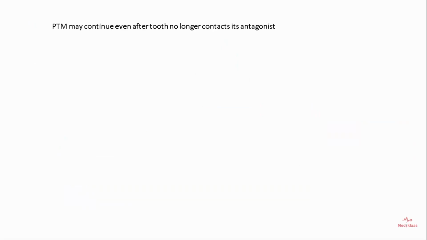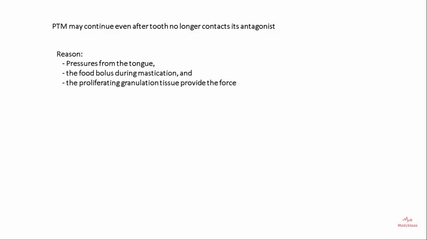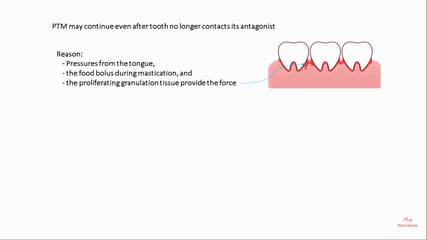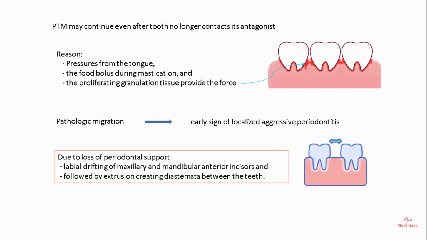Pathologic tooth migration may continue even after the tooth does not come in contact with the antagonist. The reasons could be pressure from the tongue, food bolus during mastication, and the proliferating granulation tissue that provides the force for the movement. Pathologic migration is an early sign of localized aggressive periodontitis. Due to loss of periodontal support, labial drifting of maxillary and mandibular anterior incisors is seen, which is followed by extrusion and creation of diastema between the teeth.